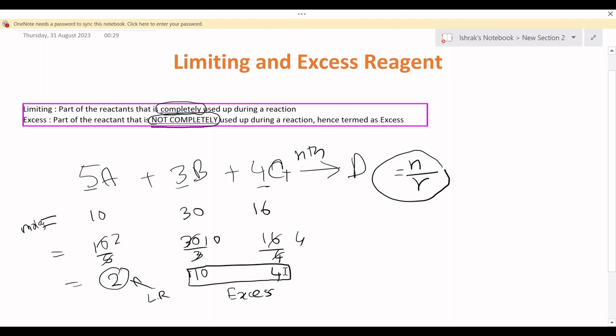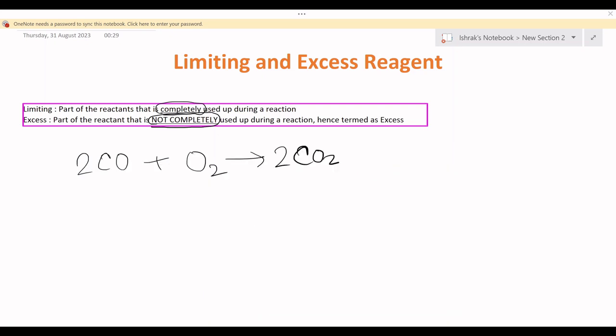Now, let's try to understand this using a proper equation. When we see this, what do we understand? We understand that 2 moles of carbon monoxide require 1 mole of oxygen to make 2 moles of carbon dioxide. So if we have, for example, 5 moles of this, we would need half of that. In an ideal world, if we have 5 moles of this, we would need half of that to produce the same moles of carbon dioxide.